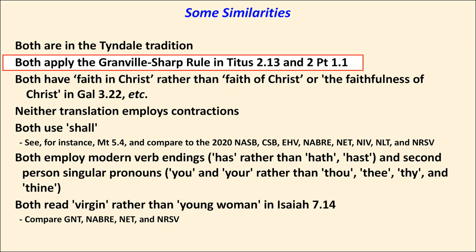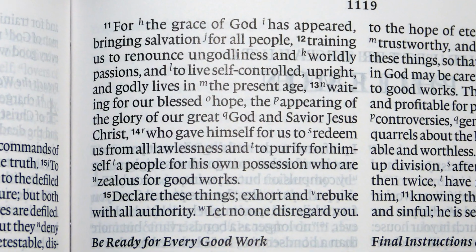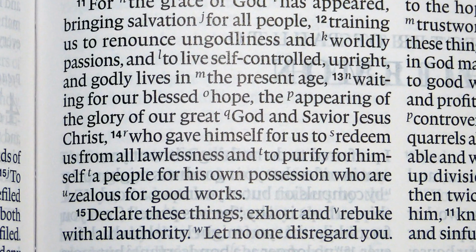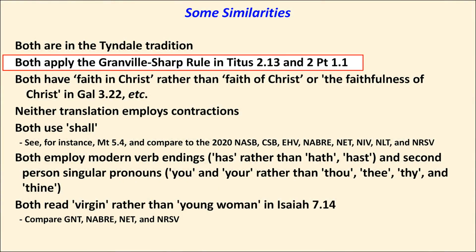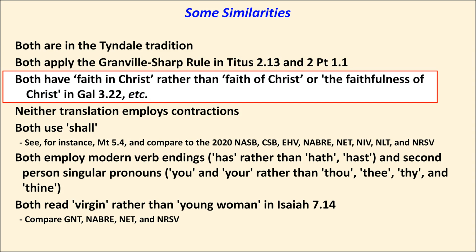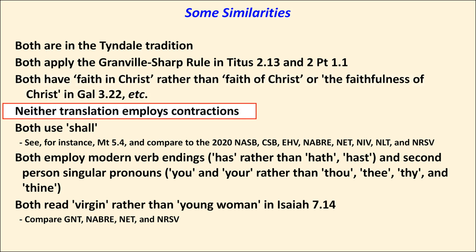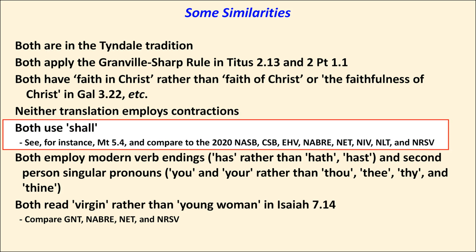But unlike the KJV, they both emphasize Christ's deity in Titus 2:3 and 2 Peter 1:1. They both have faith in Christ rather than faith of Christ or the faithfulness of Christ in passages like Galatians 3:22. Unlike several modern translations, neither the NKJV nor the ESV employs contractions, as far as I've been able to tell. Both sometimes use shall rather than replacing it entirely with will, as some modern translations do.